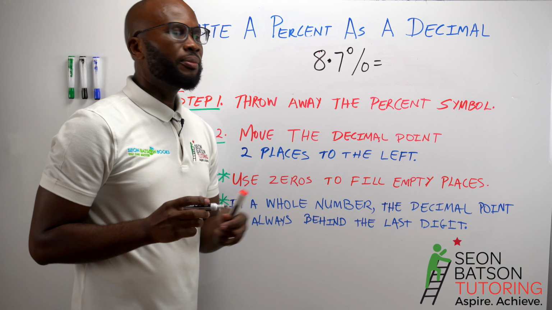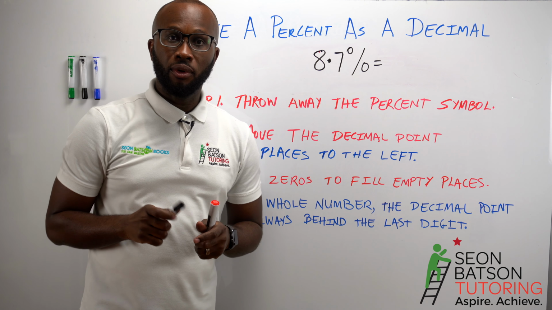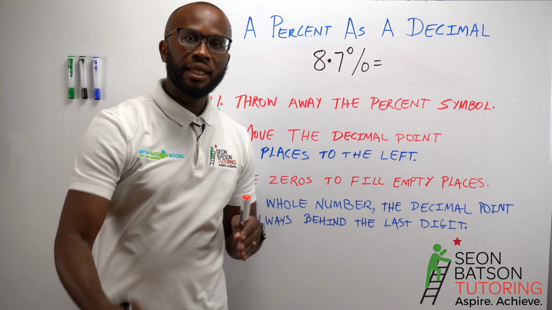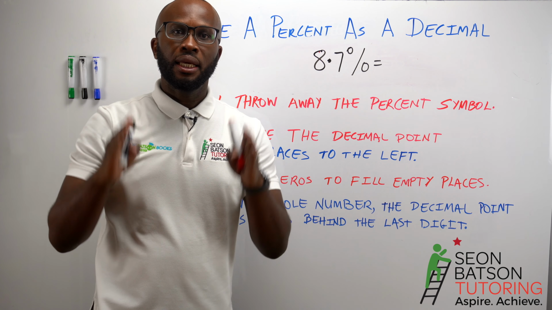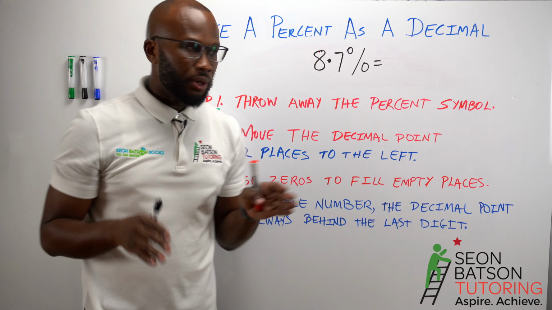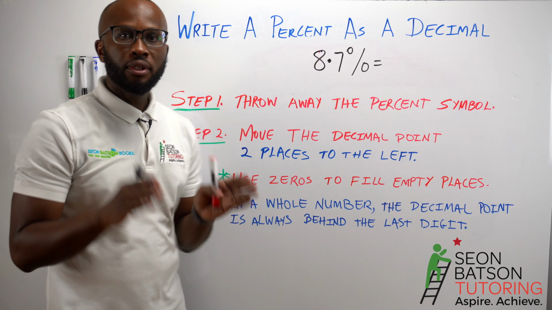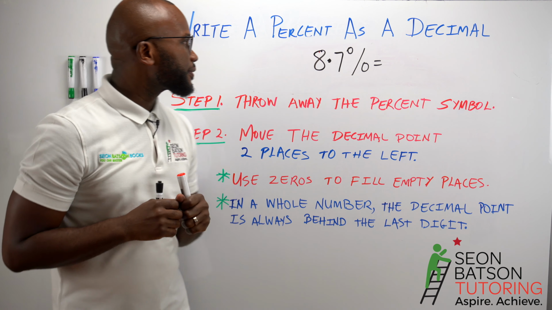Write 8.7% as a decimal. Again, pause the video, give it a try, and then come back and let's see if we get the same answer. Remember to follow the plan. Step 1, then step 2. You got this. Go on.